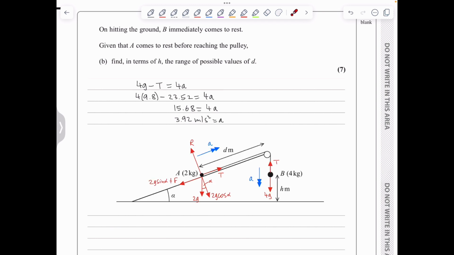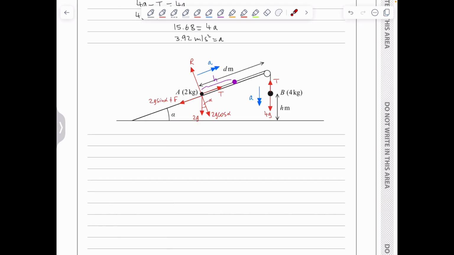And if we look at our diagram once more, the moment that B hits the ground, it has traveled a distance of h meters. So A has moved up the plane by h meters, so it's somewhere here. And the string goes slack, and then A moves under gravity. We can start by finding the speed of A the moment the string goes slack. So remember, A was initially at rest, so u was 0.